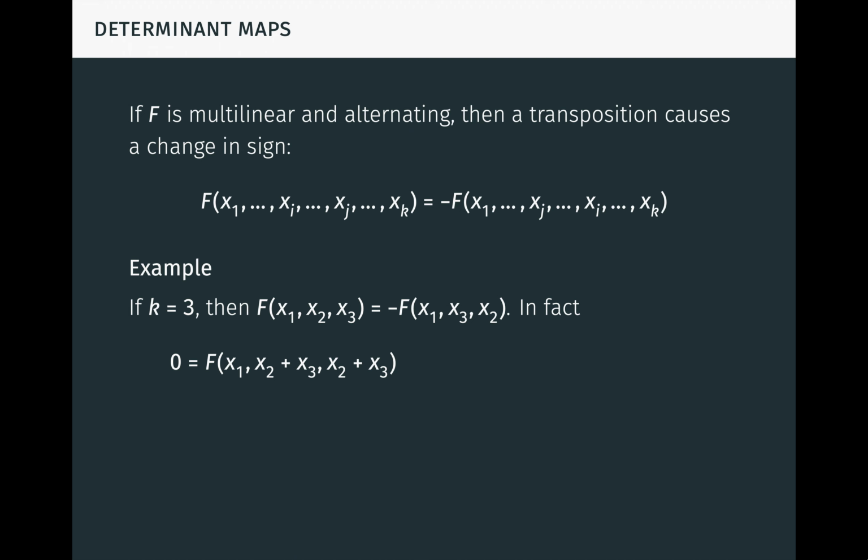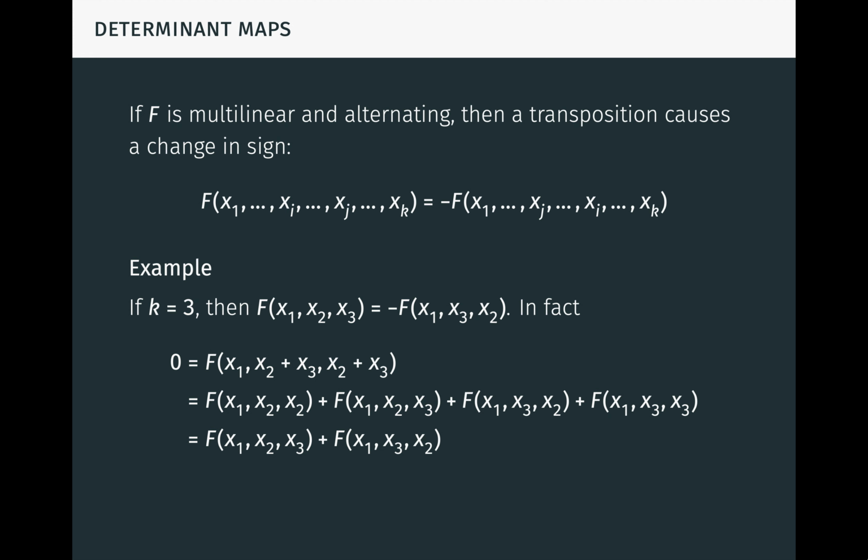In fact, since f is alternating, 0 is equal to f(x1, x2 + x3, x2 + x3). And since f is multilinear, that expands to this. However, since f is alternating, the first and last terms vanish, so we are left with this.